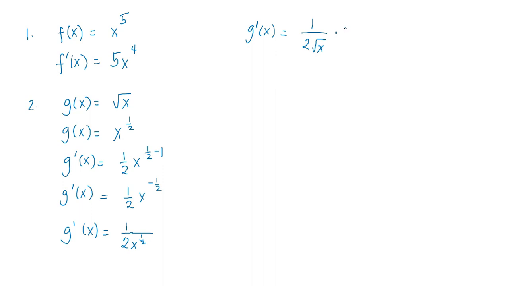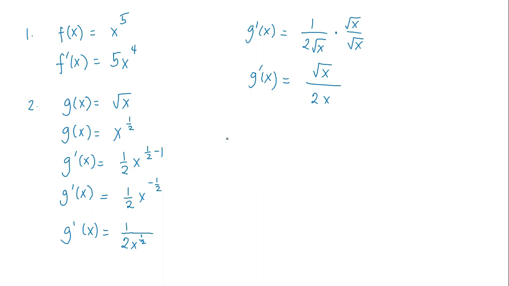So, rationalizing the denominator, we're going to multiply by square root of x over square root of x. So, we have g prime of x. So, numerator times numerator, denominator times denominator. So, 1 times square root of x is a square root of x. And then 2 square root of x times square root of x, 2. And then square root of x times square root of x, that is square root of x squared. Square root of x squared is just equal to x. Okay? And this is our answer.